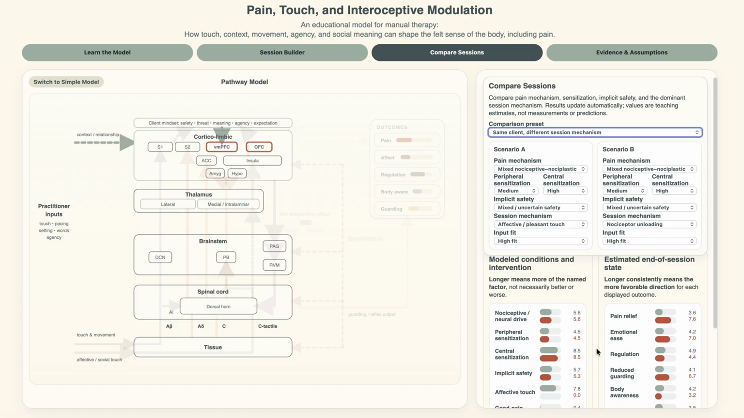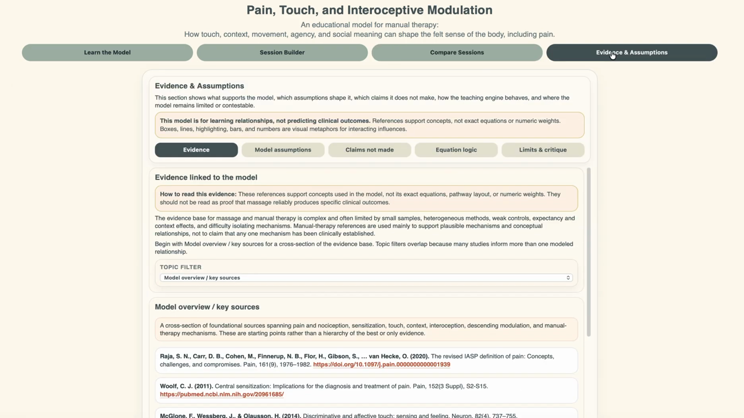The goal isn't to predict exactly how much someone's pain is going to change. It's to ask better mechanistic questions about why the same intervention might have different effects in different people or at different times. And we can go over here last to the evidence and assumptions tab.